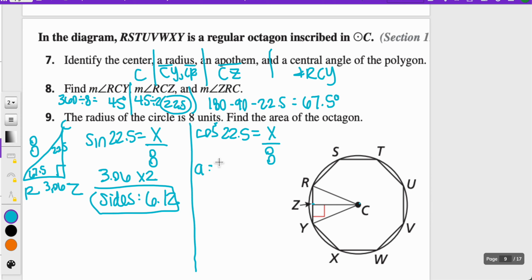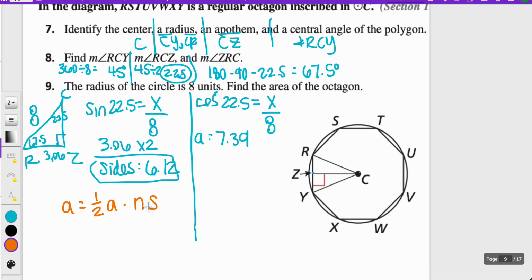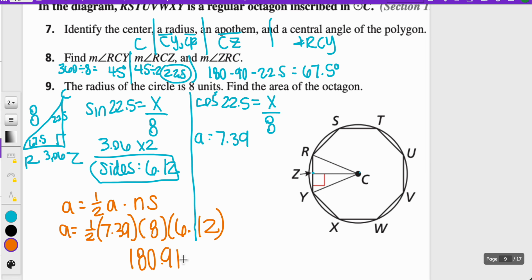This is your apothem. Okay, so now I can plug that into the big formula that I was given, where we find the area of regular polygons is 1/2 times A, which is the apothem, times the number of sides times the side length. So that means I'm going to do 1/2 times 7.39 times the number of sides, 8, times my side length of 6.12, and I'm going to get 180.91 units squared. Okay.